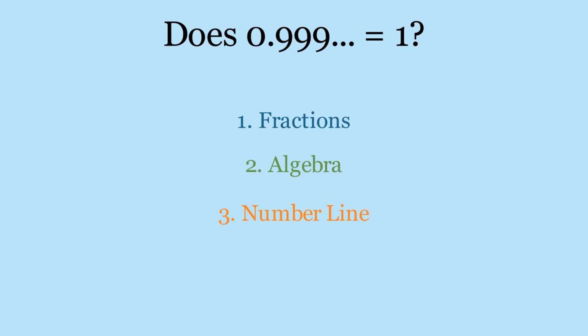Today, I'm going to show you 3 different proofs, from simple logic to algebra, that show why they are exactly the same number. Let's start with something you already know. What is 1 divided by 3? It's 0.333 repeating. We all agree on that.